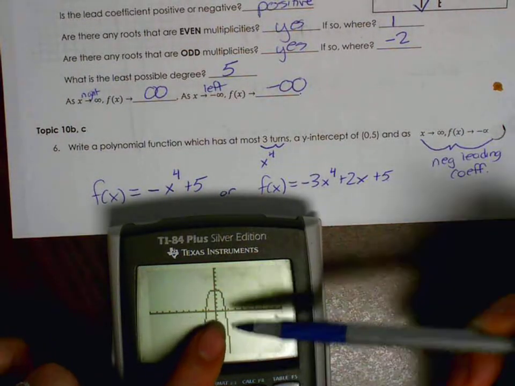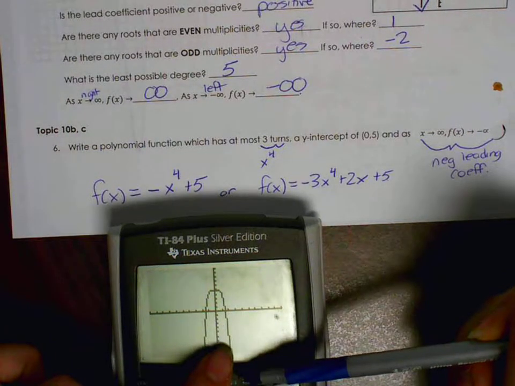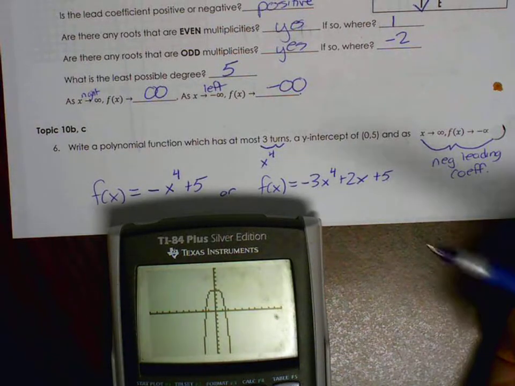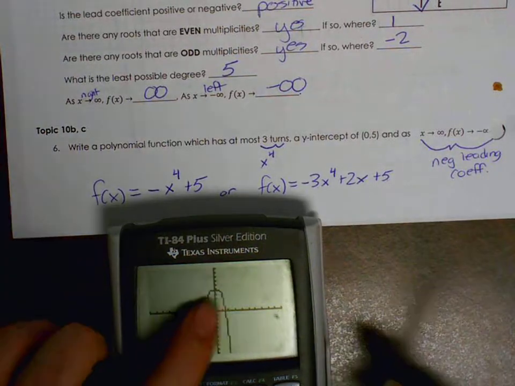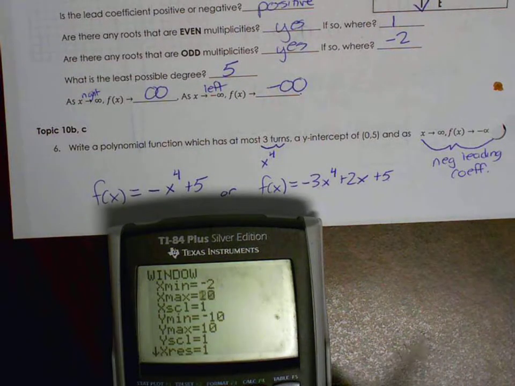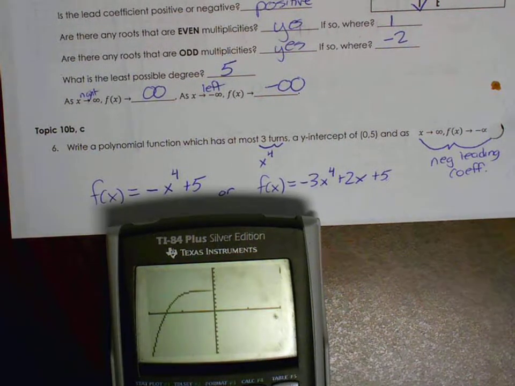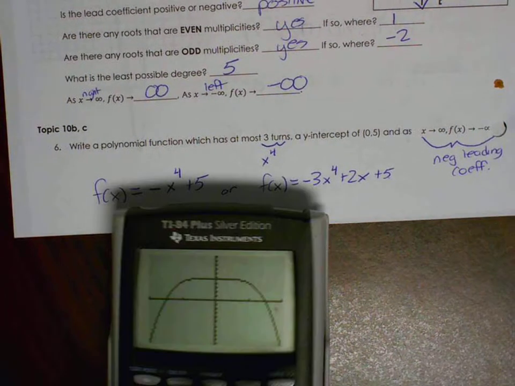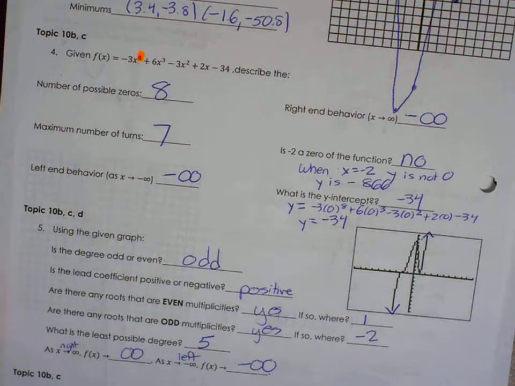As I go to the right, it's definitely going down to negative infinity, and I don't have more than 3 turns. So yes. And again, this part, if you want to zoom in a little bit, I would hit window, maybe go from -2 to 2 to really kind of see what's happening there. And zooms in just a little bit more. All right, so that is everything, I think, for topic 10.